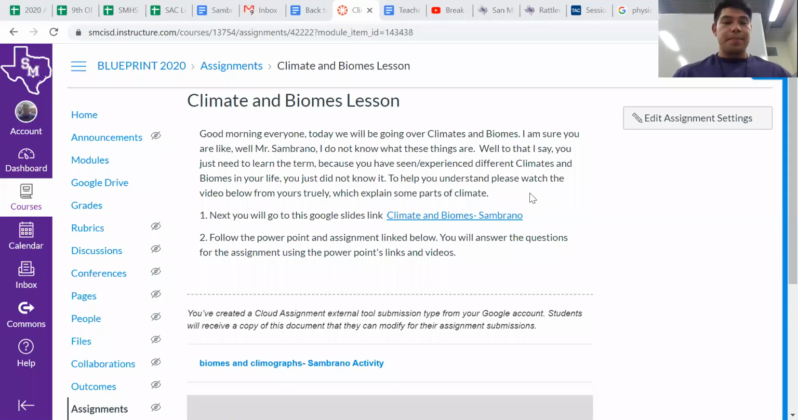So with that, guys, I'm going to go into what the lesson is, how we're going to learn this together, and also just go over the information for climates and biomes. From here, I'm going to start by sharing my screen. So here's what the lesson is going to look like. You see a climate and biomes lesson.